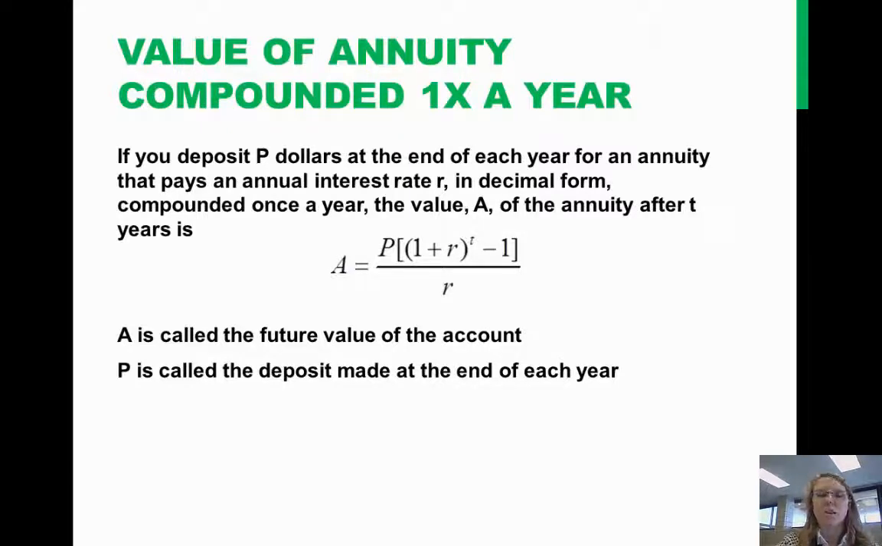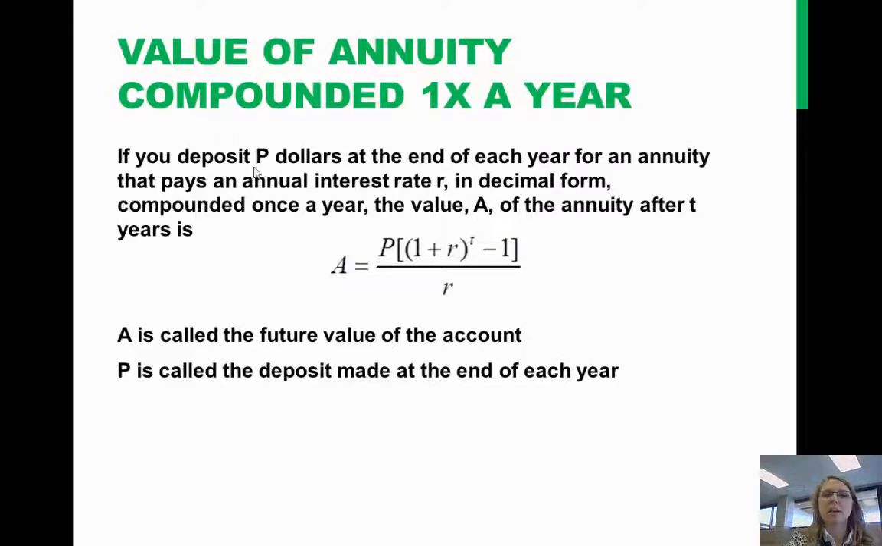An annuity can be something that we use for retirement, like something that we take out of our paycheck each month to put towards retirement. A stock or bond, something of that nature, would be considered an annuity, something that we continue to put money into during so many different pay periods. So what is the value and how do we find it?